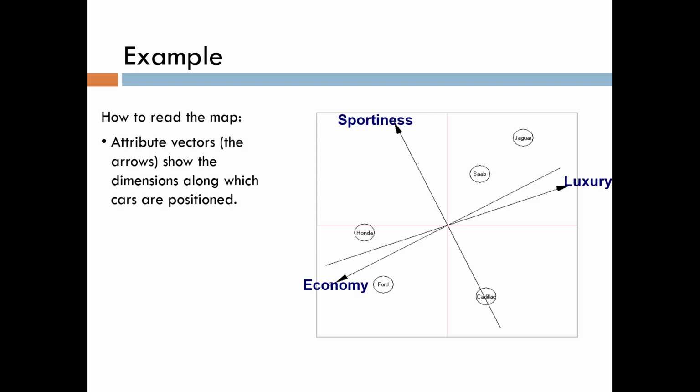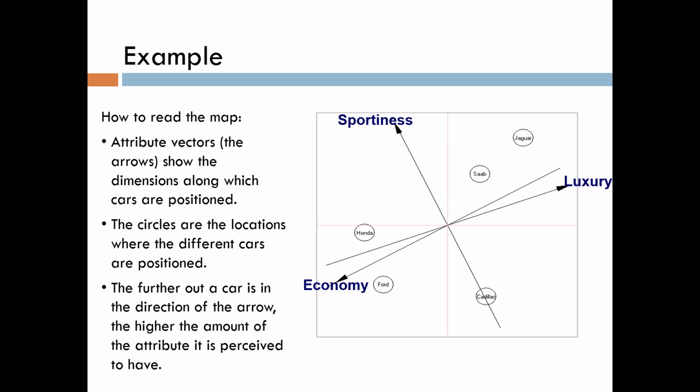Here's how to read this map. The arrows, called attribute vectors, show the attributes or dimensions along which the brands are positioned, and each arrow shows the direction in which the attribute amount increases. The circles are the locations where the different cars are positioned. The further out a car is in the direction of the arrow, the higher the amount of the attribute it is believed to have. So a car that is positioned furthest in the direction of the vector is perceived as having the highest amount of that attribute.